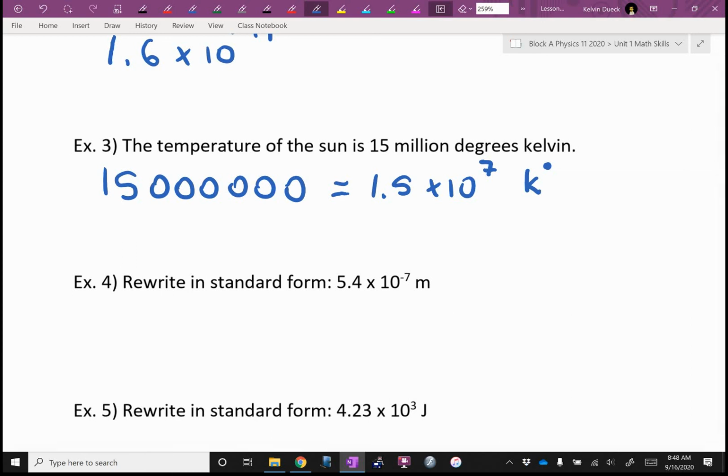The temperature of the sun varies depending on whether you're on the inside, whether you're on the corona, on the outside. The sun is really complicated, but cool.